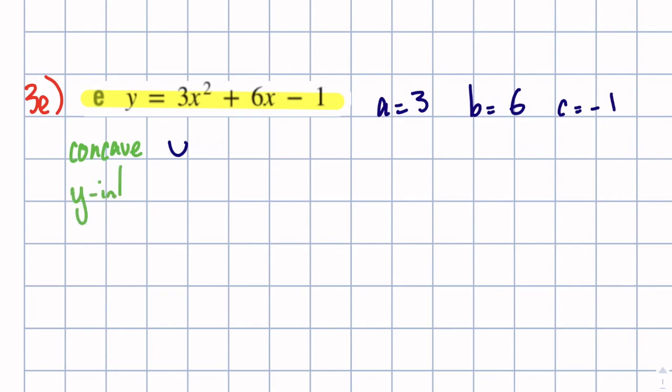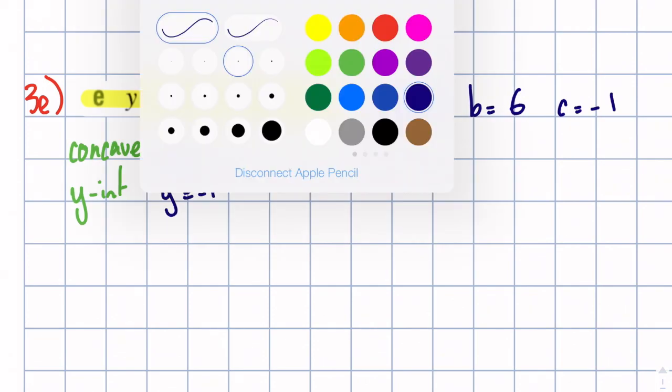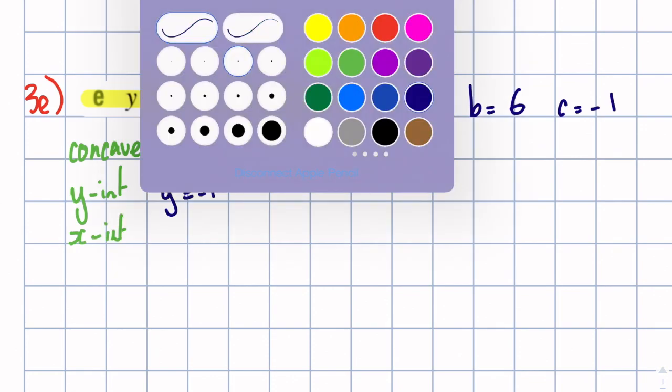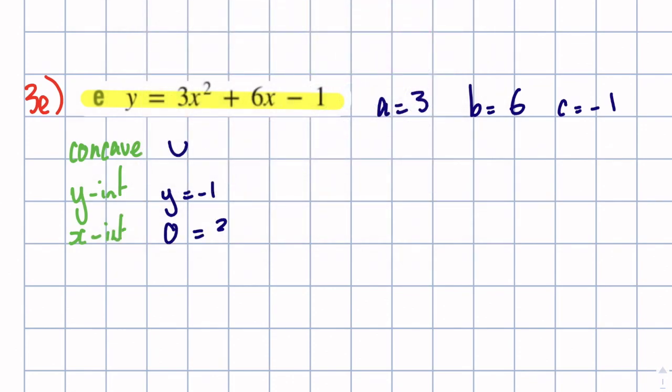Y-intercept. So we let x equal 0. We can very quickly see that y comes out as negative 1 because everything else just disappears. The x-intercept. So here we let y equal 0. So we've got 0 equals 3x squared plus 6x take 1.